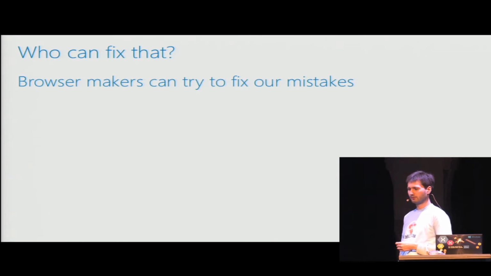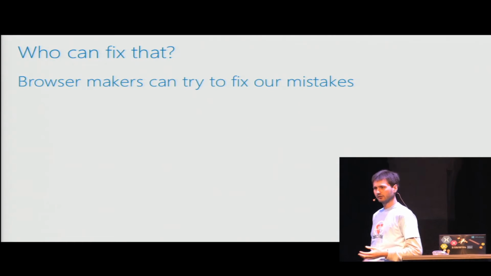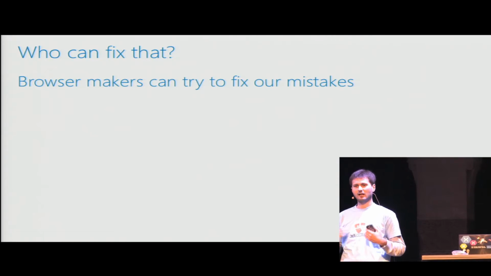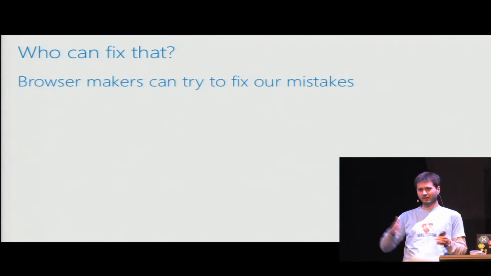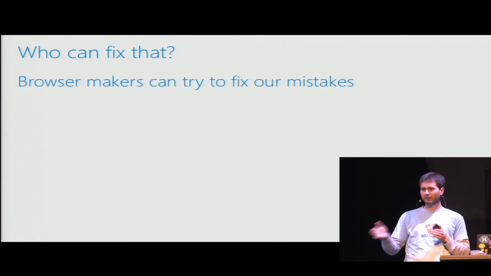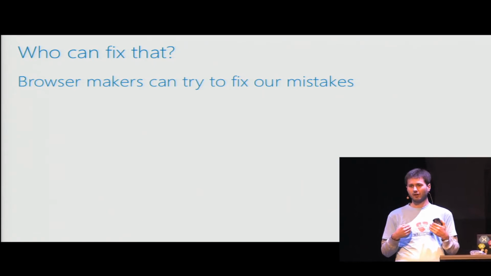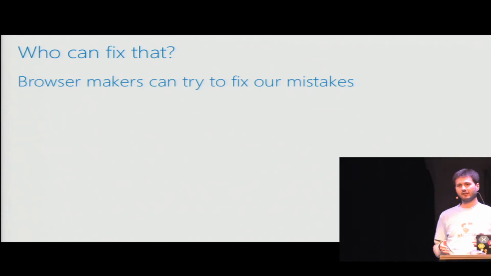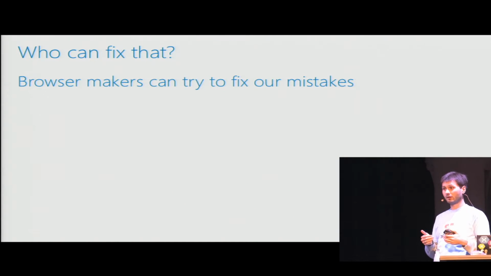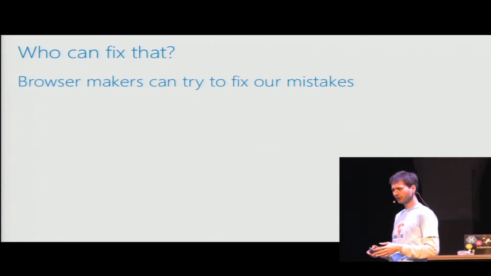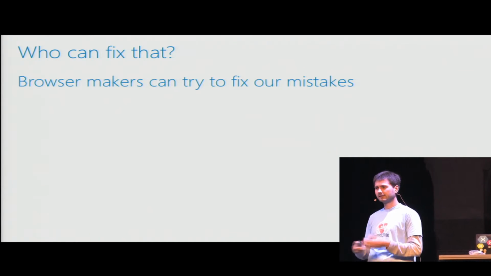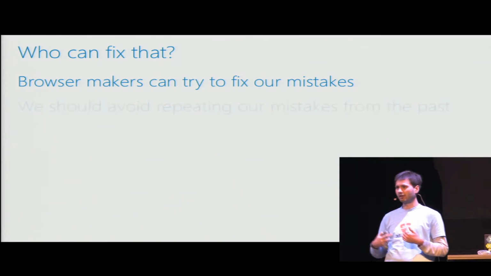So the first approach would be to fix this from the browser maker side. The browser maker can start fixing the mistakes that we made as developers, because it's not the fault of the browser that those websites look different on different browsers. It's our fault, because we've got these browser switches in there, and we detect browsers and offer different versions of our websites to different users on different devices. So the browser maker could start fixing and working around our issues.